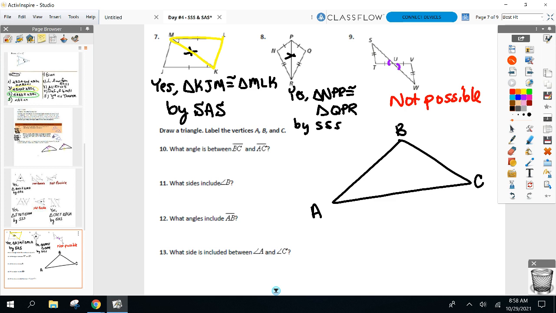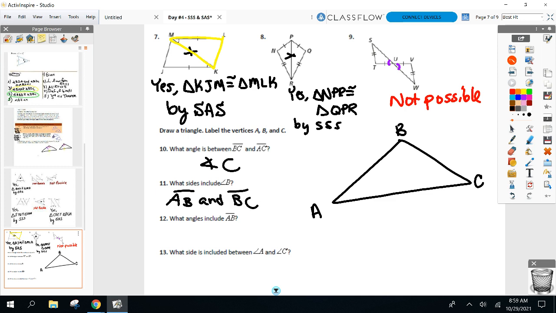Okay, I think we got him here. What angle is between BC and AC? Angle C, angle BCA, angle ACB, however you named it. Angle C. What sides include angle B? AB and BC. Make sure we write the segment symbols.